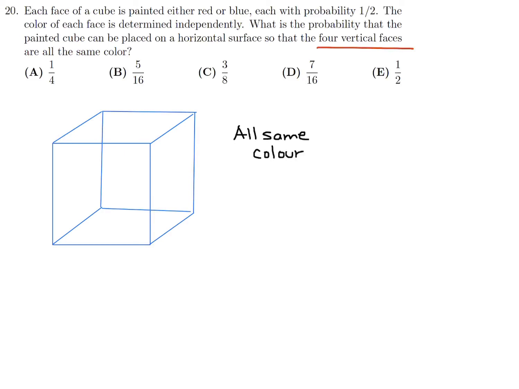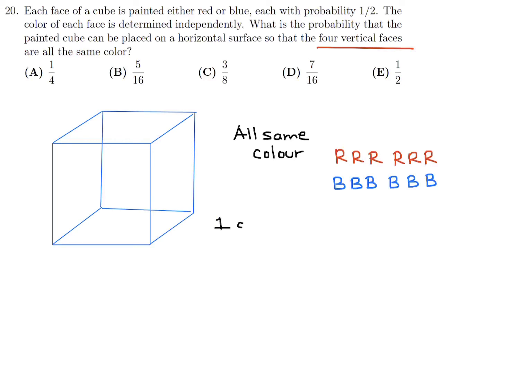And if they are all the same color, that means they can all be red, red, red, like that, or they can be all blue, because they don't really care about what goes on the top and bottom. As long as the 4 that are representing the vertical faces are the same color, the condition of the question is satisfied. All right? So that's the first scenario.